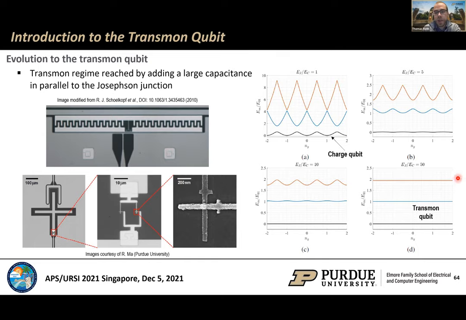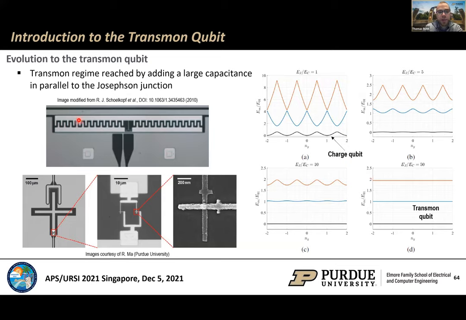However, we do need to pay attention to this second excited state in many of our models to make sure that it's not causing problems with our system. So, again, this is what happens whenever we increase that capacitance. How do we actually do that physically?